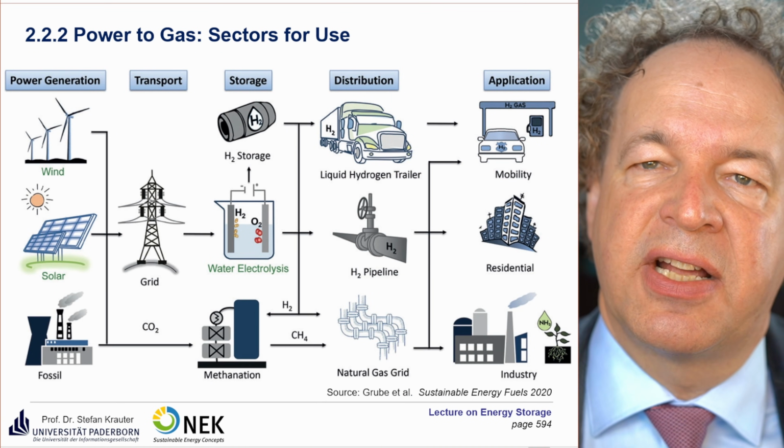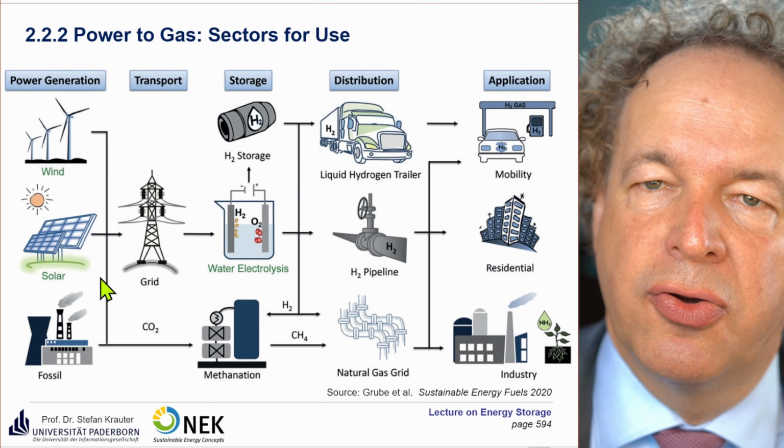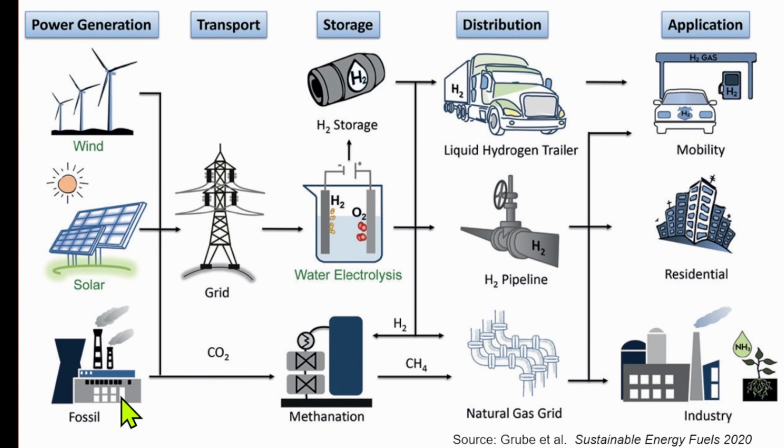Here we see the different sectors of use. First, power generation could be solar, wind. What's dominating at the moment for hydrogen production, as you saw before, is fossils. Then we have the water electrolyzer and hydrogen storage. With some remaining carbon dioxide, we can form natural gas. Then we can distribute the hydrogen via trailer or via hydrogen pipeline. It is to be considered that the hydrogen molecule is much smaller than the methane molecule, so the pipelines, the valves and everything have to be very tight, and this relates to higher investment costs.